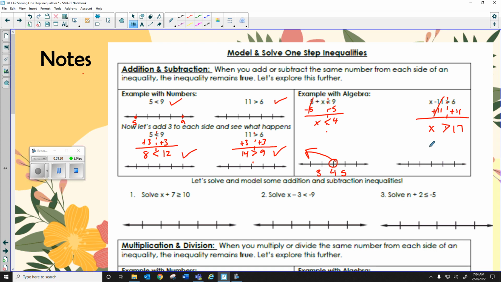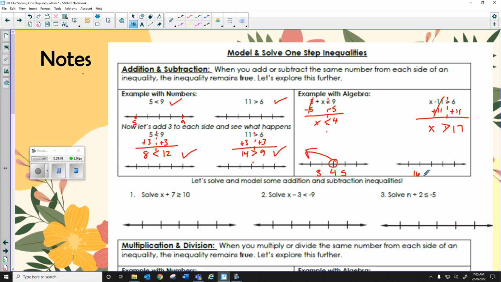It could be 2,000, it could be 200. x minus 11, as long as x is greater than 17. So if I put in 18, 18 minus 11 is 7. So that would be greater than 6. So this is, again, our solution set.